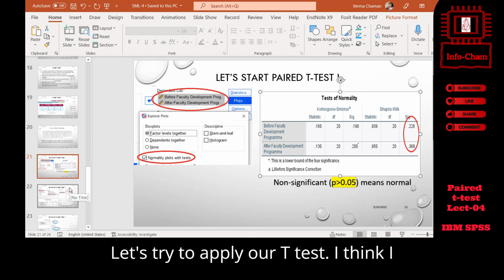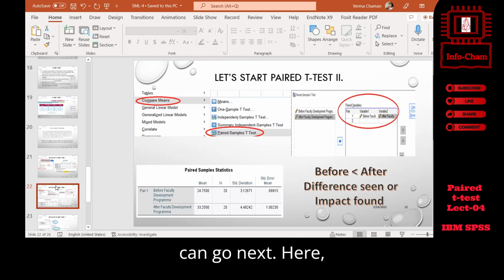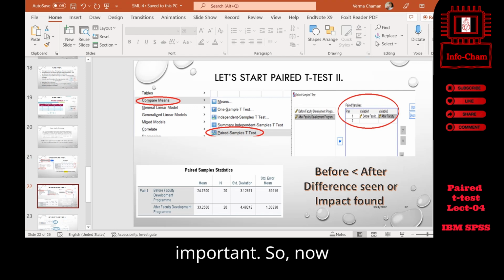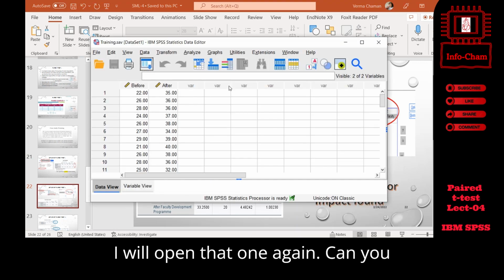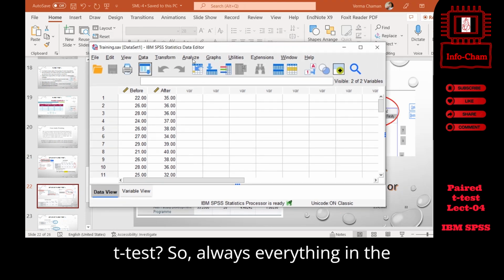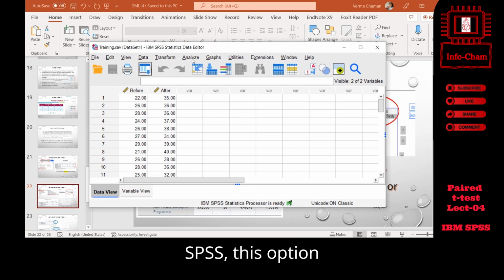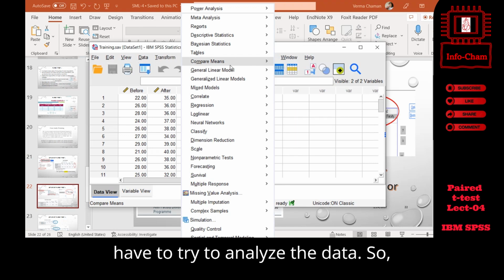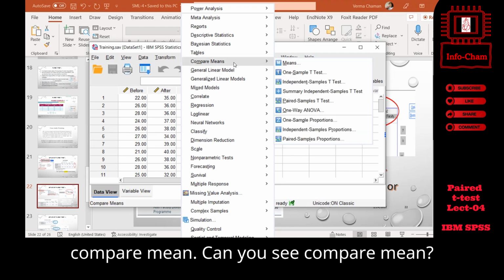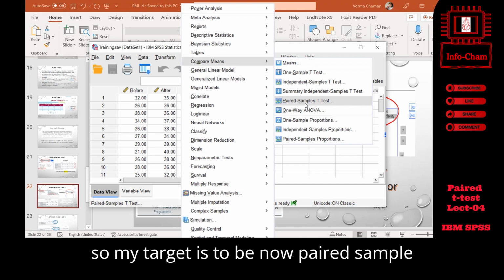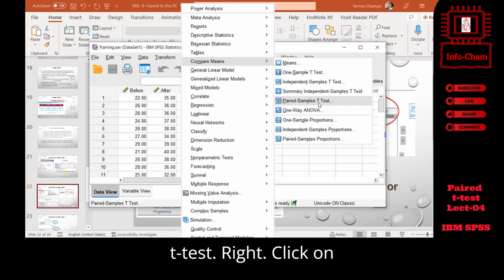Okay, let's try to apply our t-test. I think I can go next here. Let's start our paired t-test, which is important. So now I will open that one again. Can you see here? Where can I find the t-test? In SPSS, everything is under this option, Analysis, because we are the analyst and we have to analyze the data. So, Compare Means. Can you see Compare Means? There are a lot of options we have.